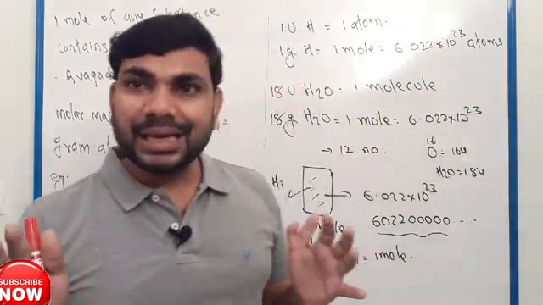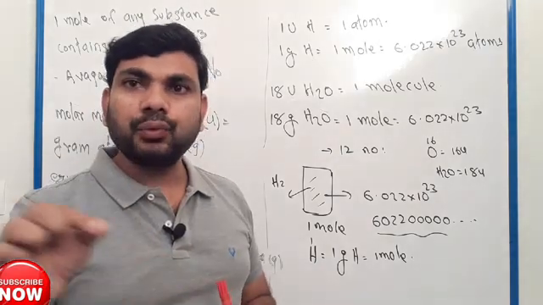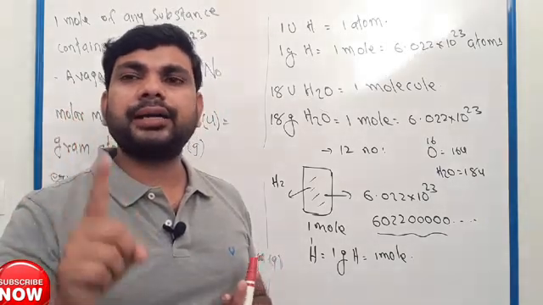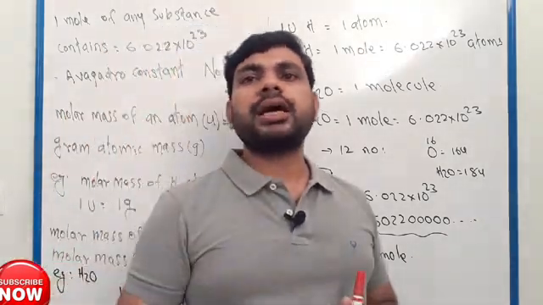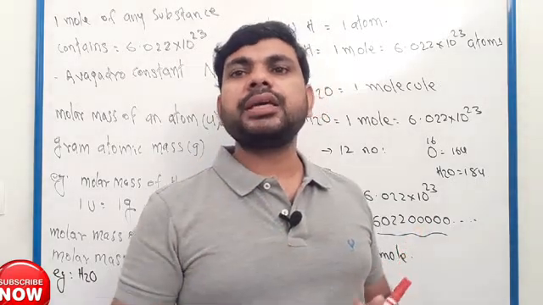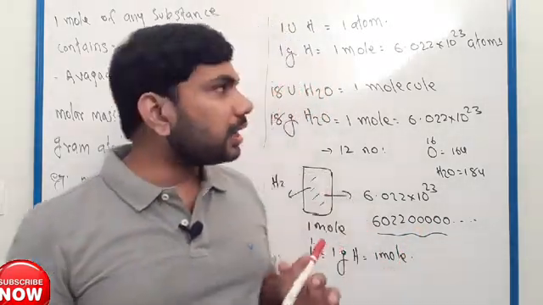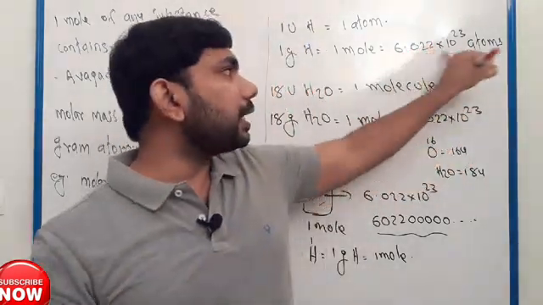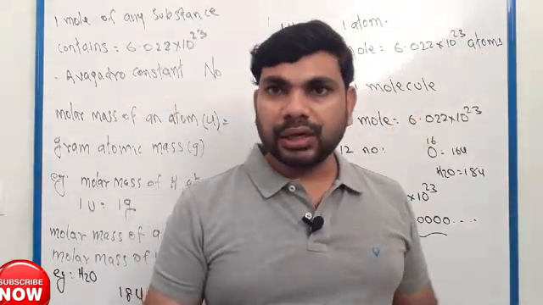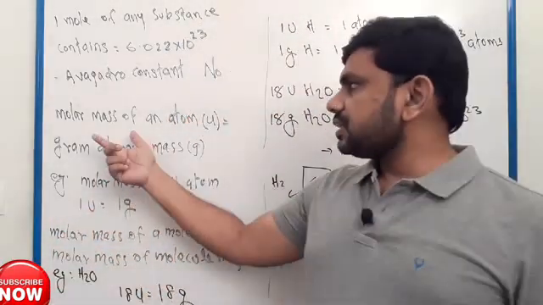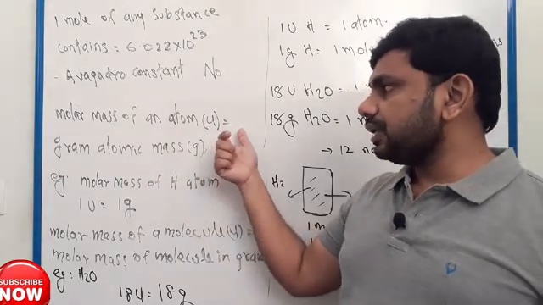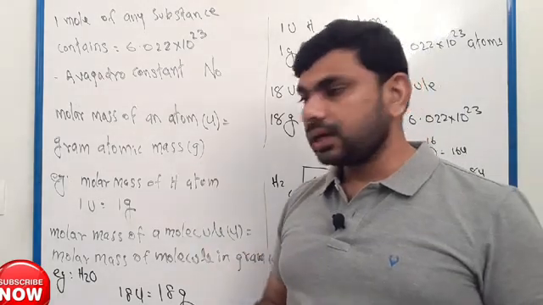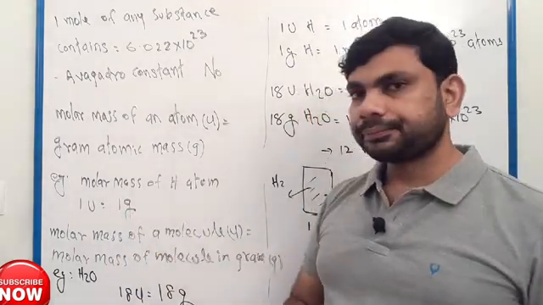So this is the basic difference between 1 U and 1 G. 1 U means it is the mass of one atom. 1 U hydrogen means it contains only one hydrogen atom. 1 G hydrogen means it is 1 mole hydrogen and it contains this much number of atoms. Not one atom, many atoms, this much number of atoms. So here we discussed molar mass of an atom equals gram atomic mass, and we discussed it with hydrogen.